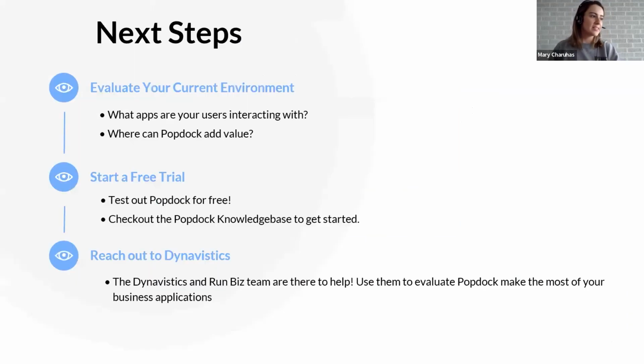So next steps here. Evaluate your current environment. Look at all the apps that you have today. Work with your team at Dynavistics to take a look at what you've got going on and see when and where Popdock would be able to add value in what you're currently doing. I always recommend that people take stock of everything that they have in their business applications environment at least once a year and decide where they can find some efficiencies.